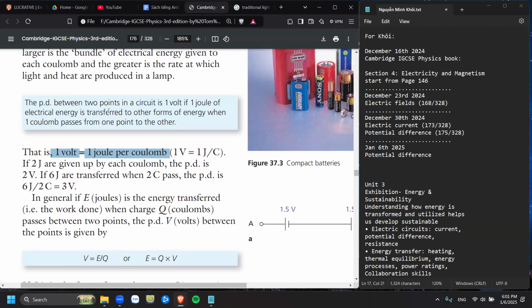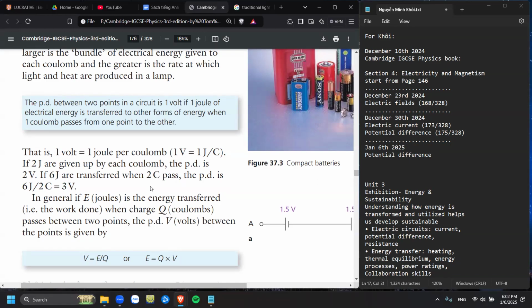So what is a volt? 1 volt equals 1 joule of electrical energy transferred to other forms of energy. Isn't volts and joules per coulomb the same thing? 1 volt equals 1 joule per coulomb. So let's just say if 2 joules are given up by each coulomb, the PD is going to be 2 joules divided by 1 coulomb, so it's going to be 2 volt. And if 6 joules is transferred when two coulombs pass, you have 6 divided by 2. It's going to be 3 volt.